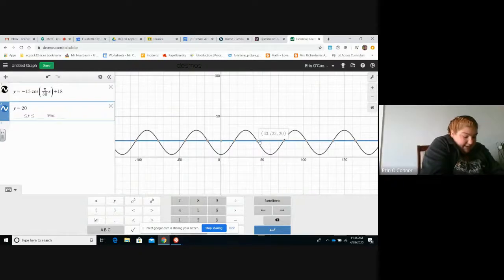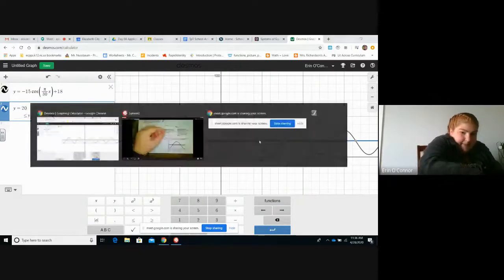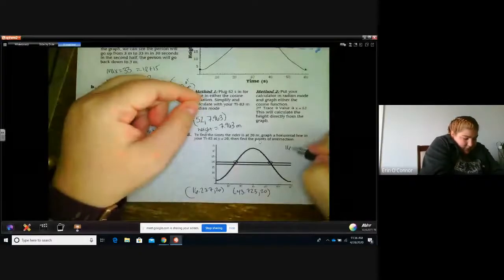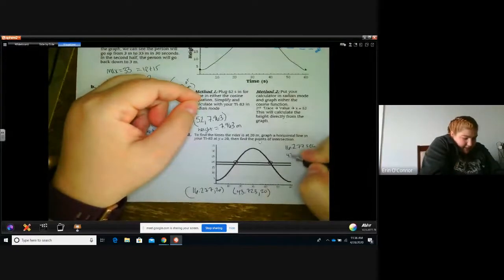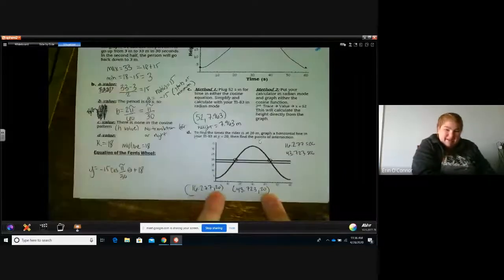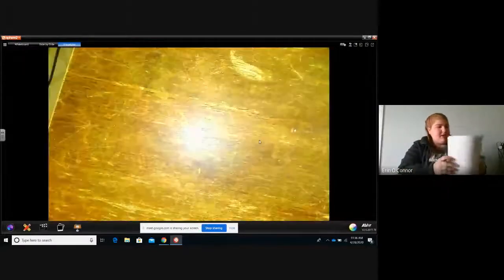So the rider is there at 16.277 seconds and 43.723 seconds. And that's when you're at 20 meters of height. Okay. Let's keep on trucking.